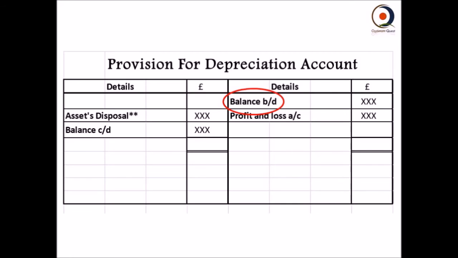The balance BD will always be on the credit side in a provision for depreciation account. It is actually the accumulated depreciation of the fixed asset until the end of the last year.